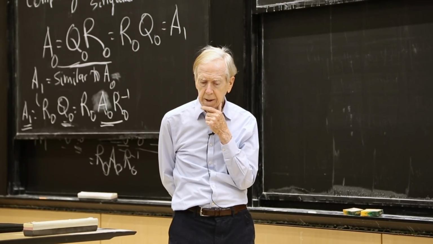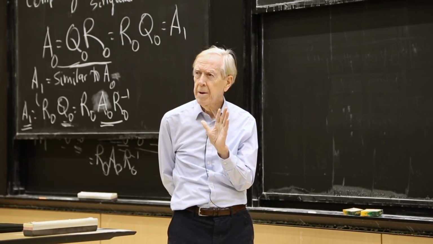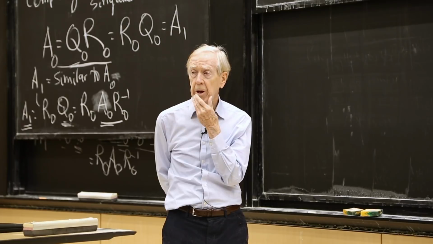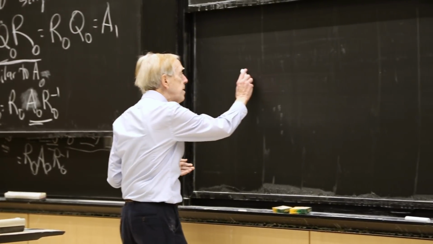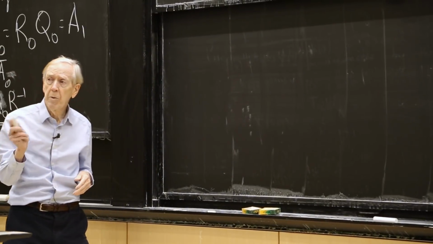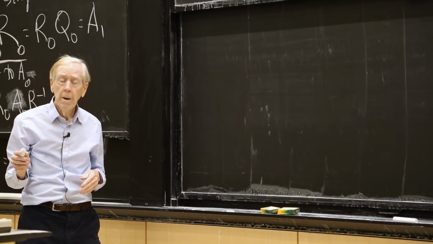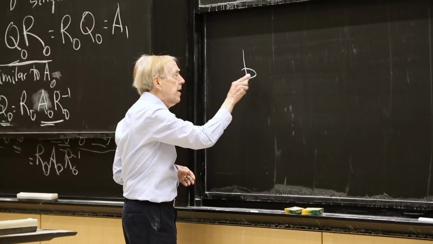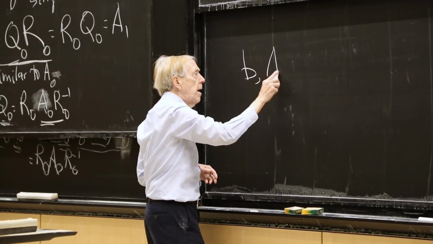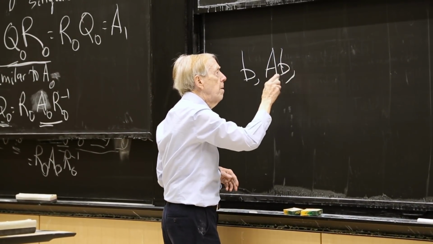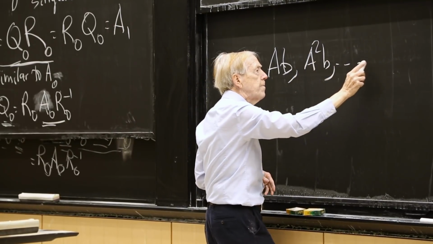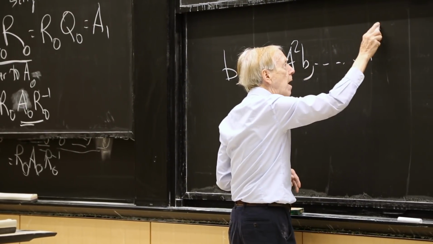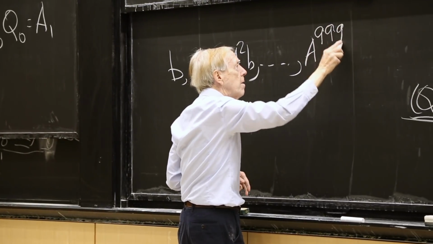I guess that Krylov would say, use my method. So Krylov would say, especially if your matrix was sparse. Can we just remember what Krylov was? Krylov started with a vector b, multiplied it by A, multiplied that by A, and got up to, let's say, A to the 999 b.